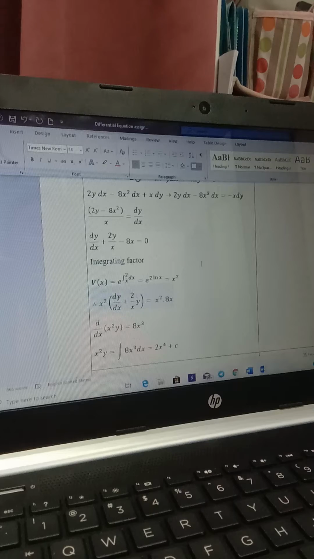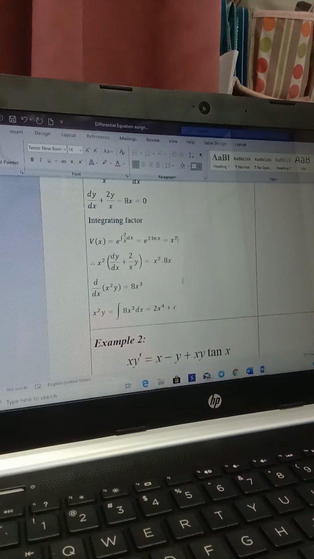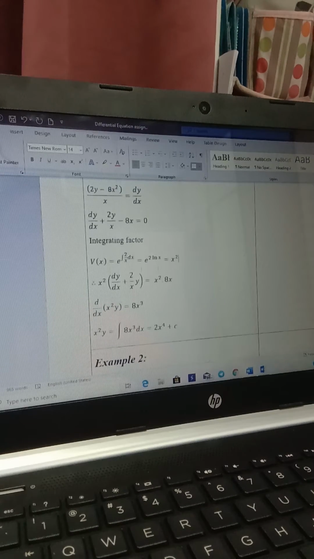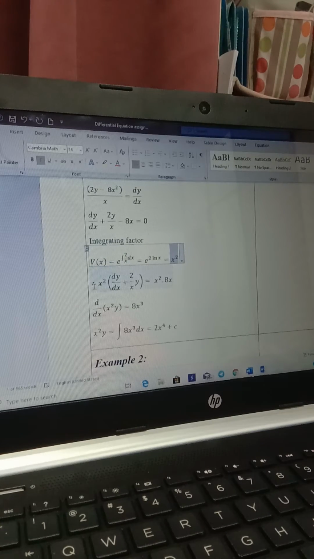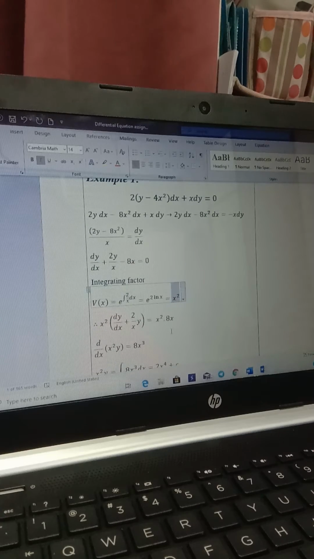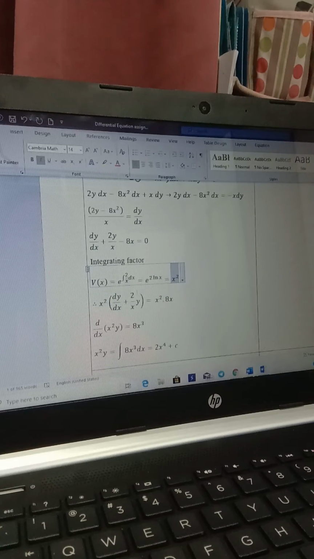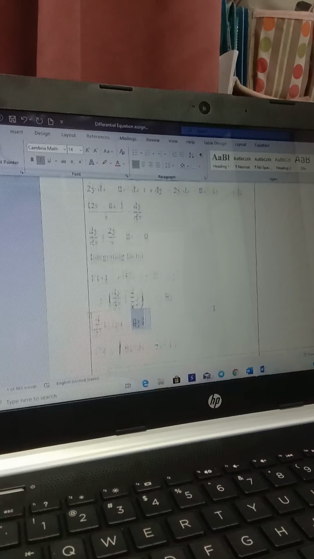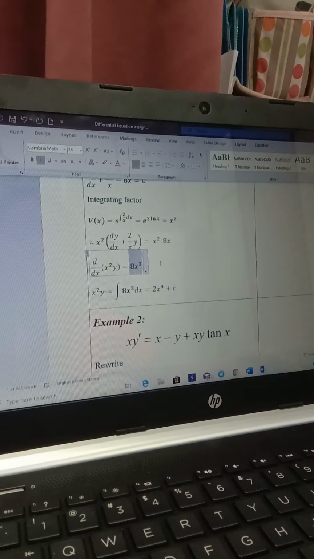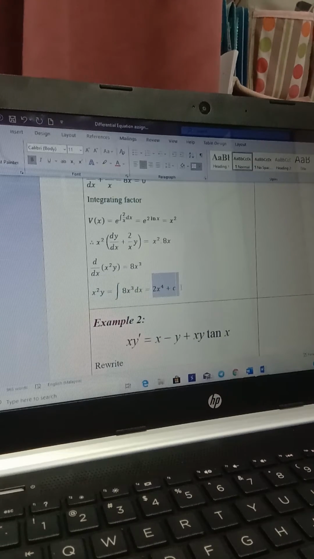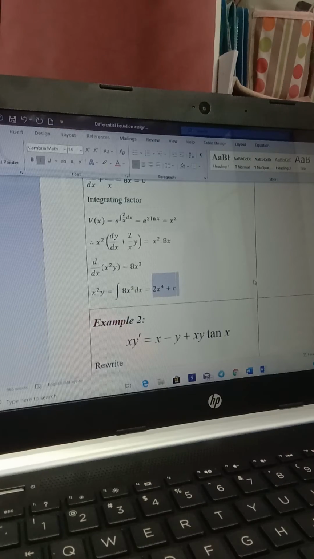Then for the integrating factor, in any integrating factor method, after we get this, we need to multiply the equation back by x squared on both sides. So we multiply by x squared, and we will get x squared y equals x cubed. Then we integrate, and we will get the answer. Integrating x cubed, the answer is x to the power of 4 over 4 plus c.